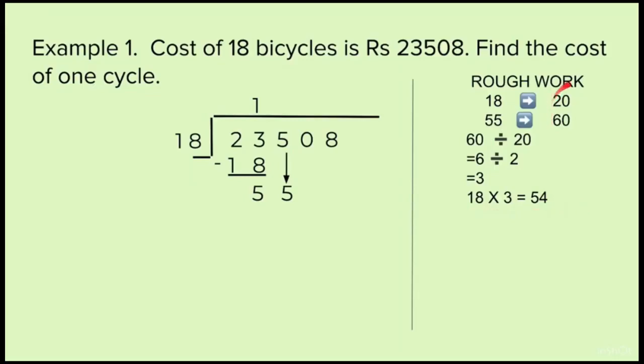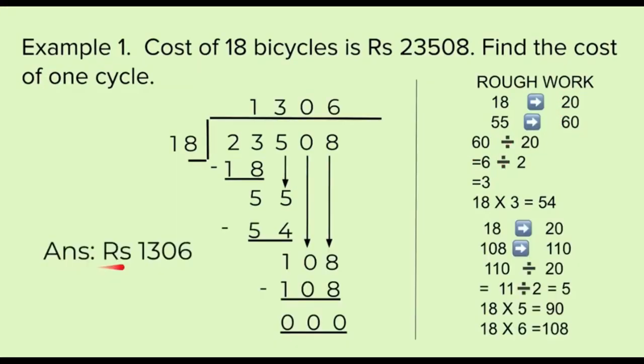18 multiplied by 3 is equal to 54, and 55 minus 54 is 1. Bring down 0. But since it is 10 only, which is less than 18, we will bring down 8 also. Now the number is 108. Again, the nearest number to 18, that is the divisor, is 20. Now what is the nearest number to 108? That is 110. Again we will divide 110 by 20, or 0 cancels, so 11 divided by 2 is 5. So again we will multiply 18 by 5, we get 90. Or 18 by 6, we will get 108.